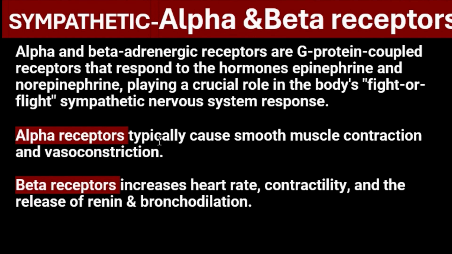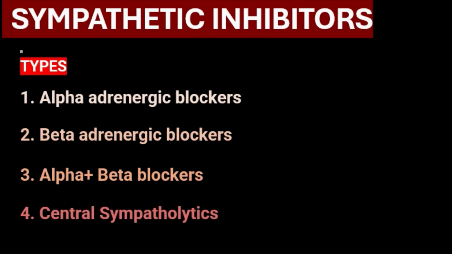So alpha receptors typically cause smooth muscle contraction and vasoconstriction. Beta receptors increase heart rate, contractility and the release of renin, and cause bronchodilation. So alpha acts on the blood vessels, and beta receptors act on the heart. You can simply say it like that. The subcategories of sympathetic inhibitors are 4 types: alpha blockers or alpha adrenergic blockers, beta blockers or beta adrenergic blockers, alpha plus beta blockers, and central sympatholytics.